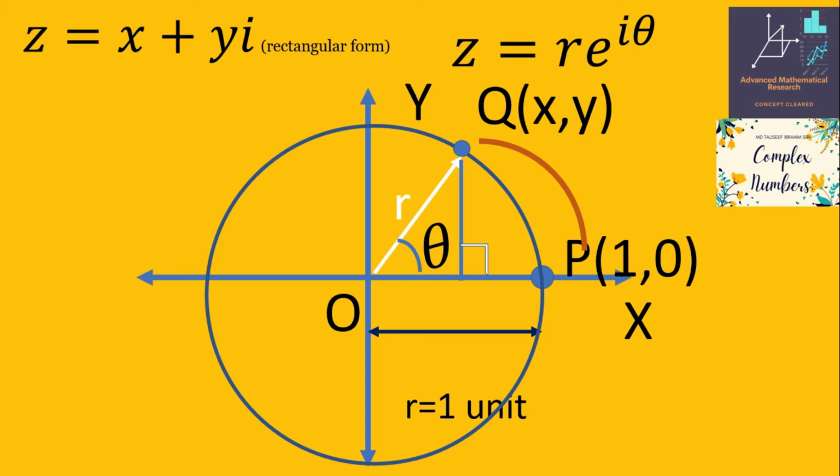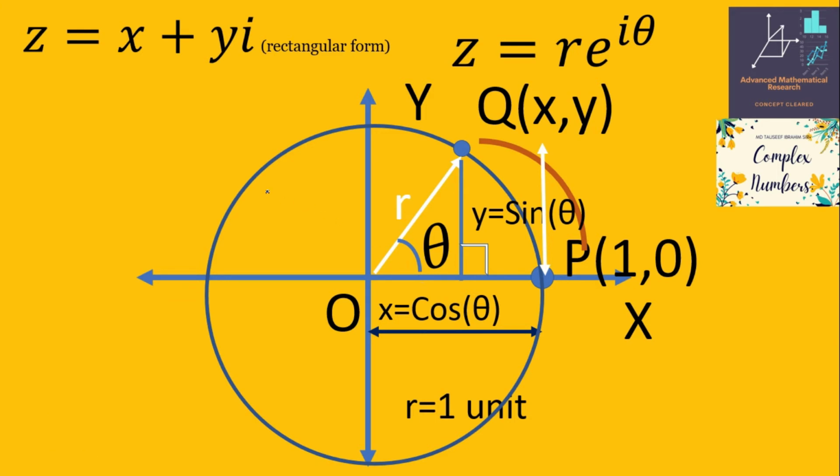Now from point Q drop a perpendicular onto the x-axis, and let's assume that this perpendicular touches the x-axis at point M. Now the projection of r onto the x-axis will be equal to cosine theta. Why is it cosine theta? Because here r is equal to 1. Actually x can be represented as the projection of r onto the x-axis, so that can be written as r times cosine of theta. And since r is equal to 1 here, x is equal to cosine of theta only. Similarly, y can be written as sine of theta.